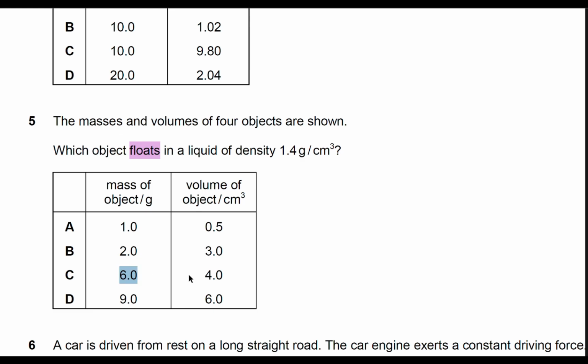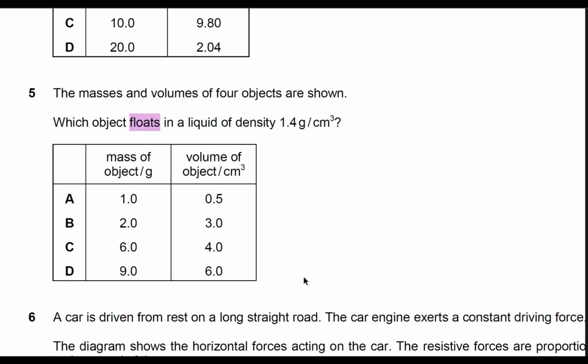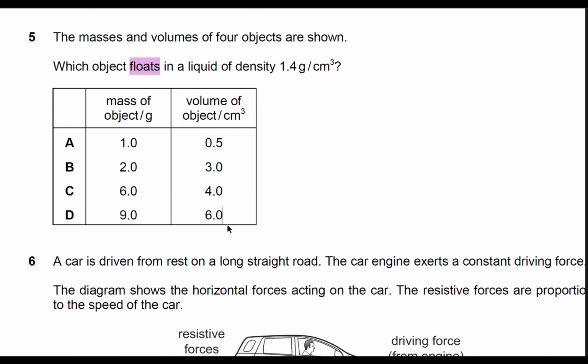The mass of the object C is 6, volume is 4. So 6 over 4, 1.5, which is greater than 1.4. That's why the object C sinks. For D, the mass is 9, volume is 6. Again, the density will be 9 over 6, equal to 1.5. Again, that will sink in this liquid. So the correct option is B.